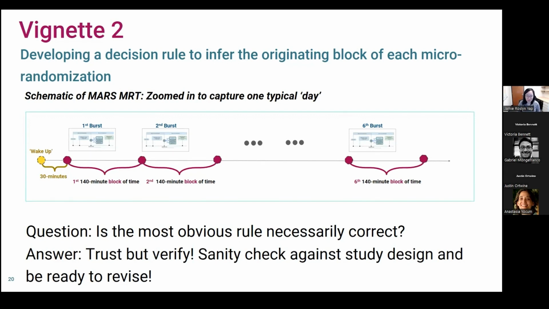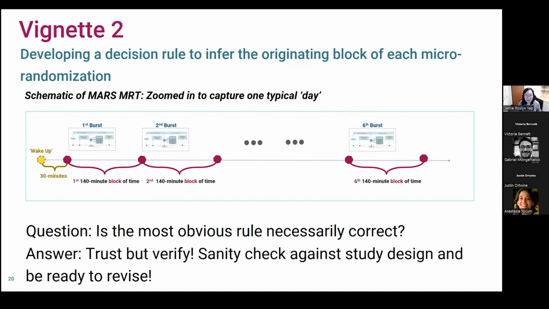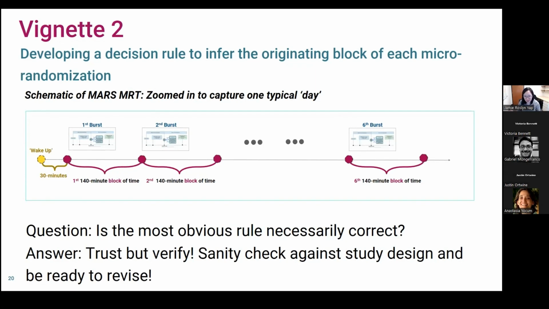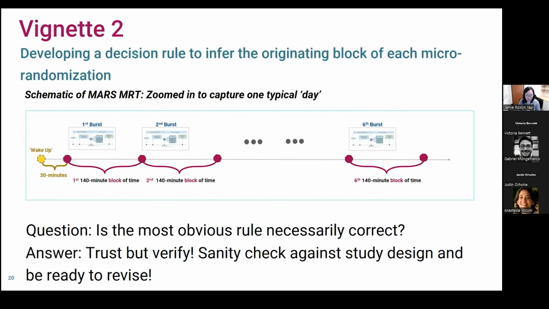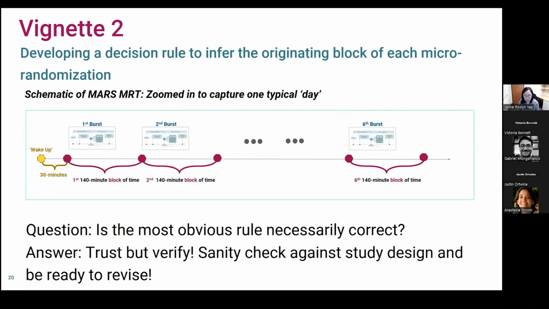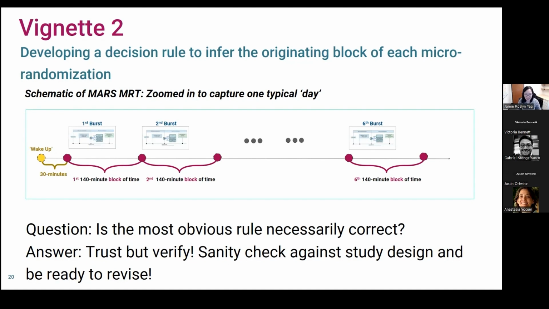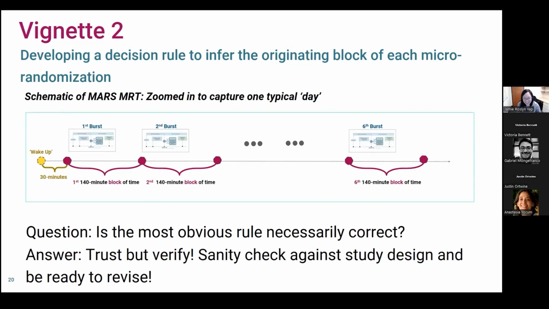So the most obvious rule is to simply match up, whenever a 2-question survey was delivered, the time at which microrandomization happened, and just take the closest microrandomization in time. So the question is, is the most obvious rule, the one that I mentioned, necessarily correct? Okay, the answer here is trust but verify, and do a sanity check against the study design and be ready to revise.